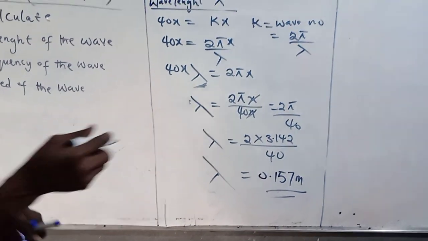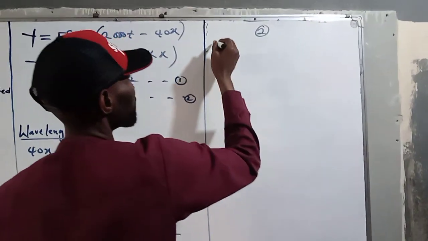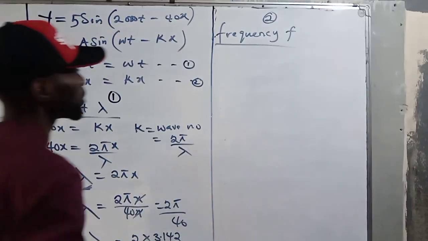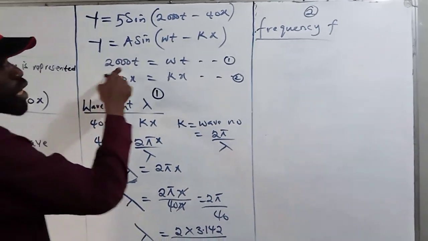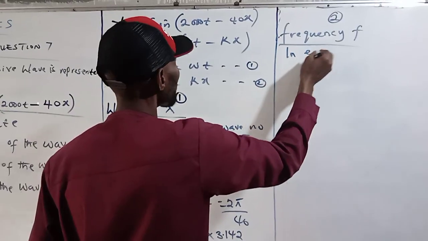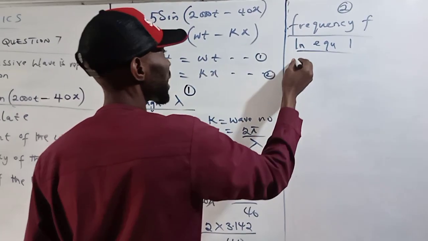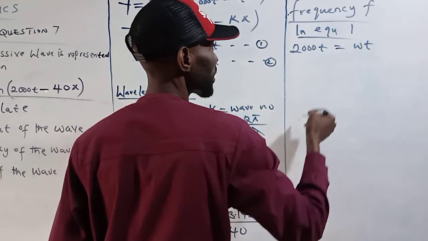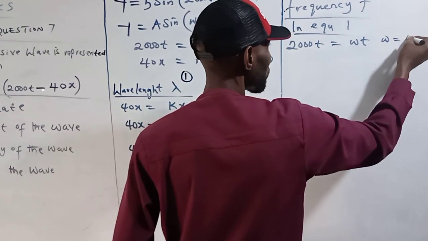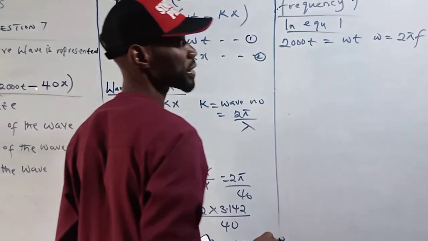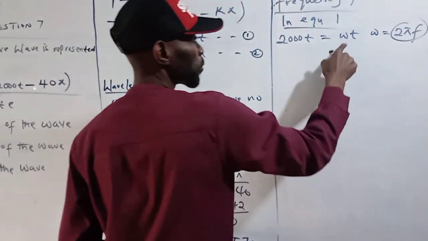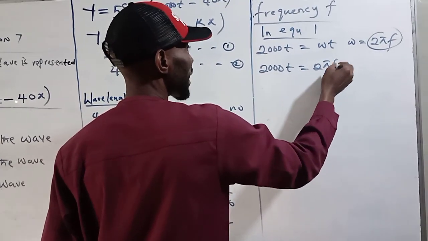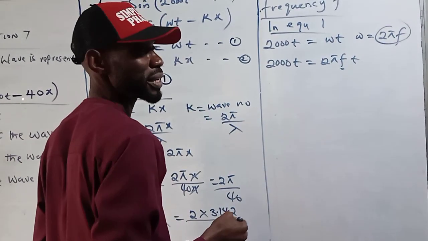So therefore the wavelength of the wave is equal to 0.157 meters. And number two, we have to solve for the frequency of the wave, f. How do we solve for the frequency? Again, we go to equation 1. From what we have up there, we have that 2000t is equal to omega t, where omega w is equal to 2 pi f, the angular frequency. So if I substitute 2 pi f for w here, we have 2000t equal to 2 pi f t. This is our area of emphasis, the frequency.